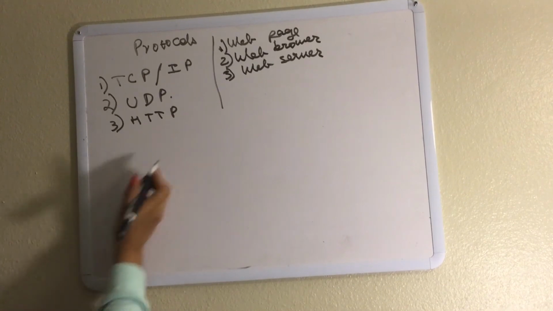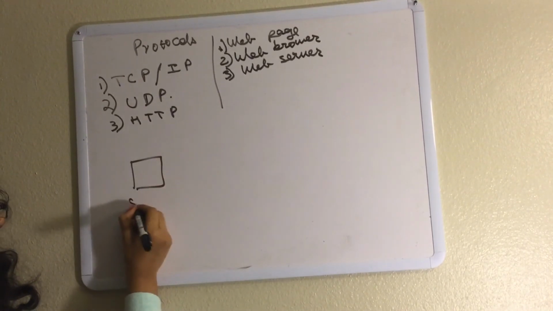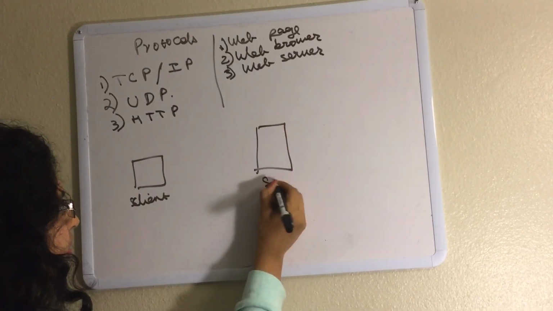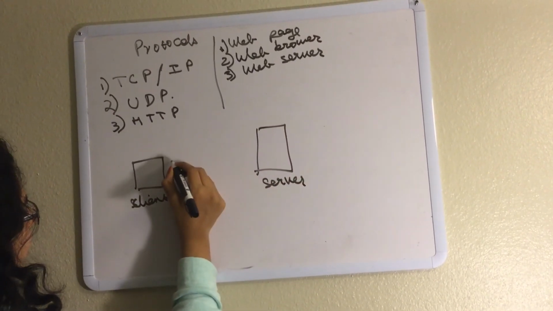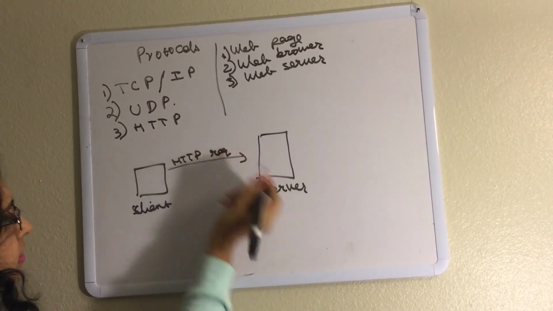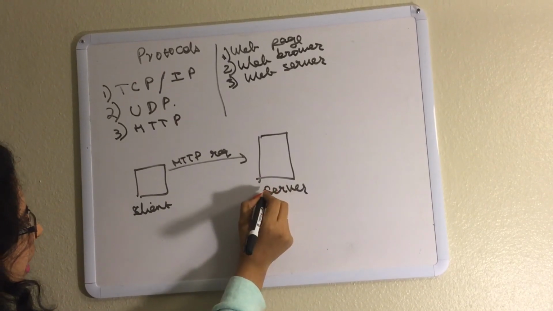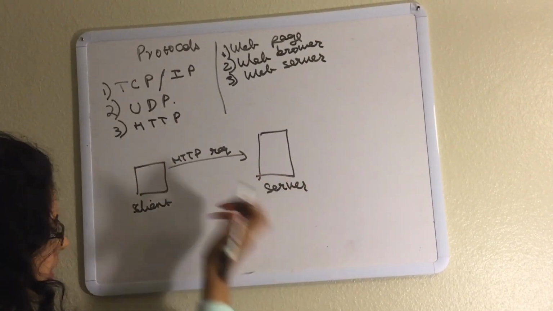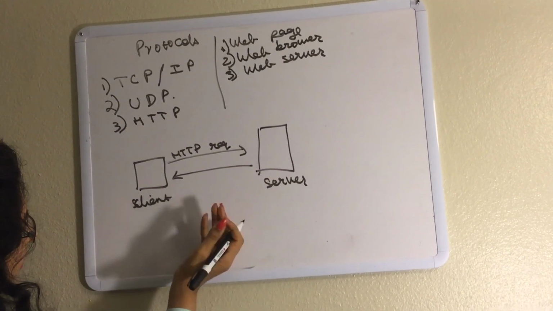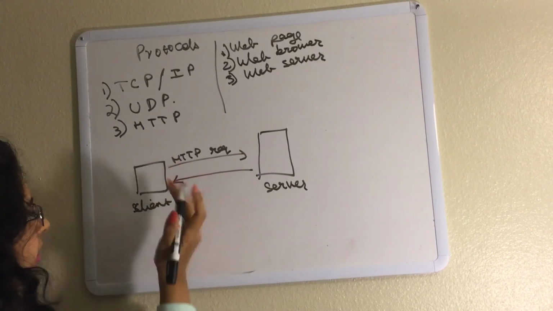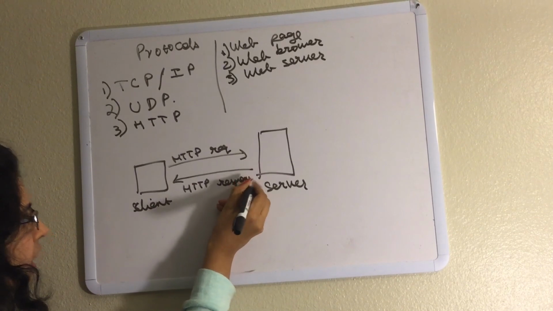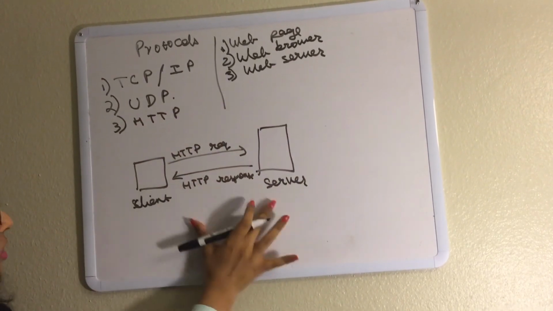To show you how this works, let's assume this is the client, and this is the server. So the client is going to send across an HTTP request to the server for an object or any resource, and then the server is going to reply to the client by sending across an HTTP response. This is the actual working of client and server.